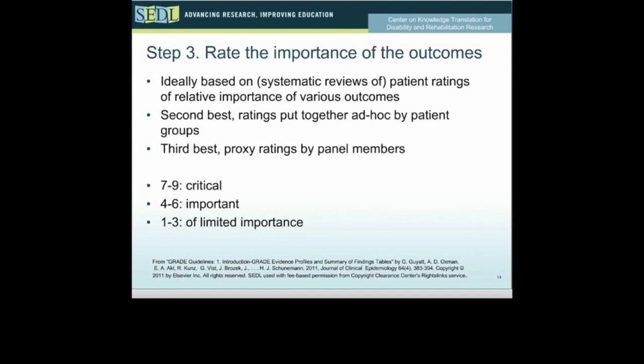function as proxies for patients or for clients and go, well, in my experience, most patients don't think that XYZ is very important. They keep telling me the most important thing is not to have this particular symptom anymore. So GRADE allows you flexibility while indicating what would be optimal, but fully realizing that very often the optimal is not available.